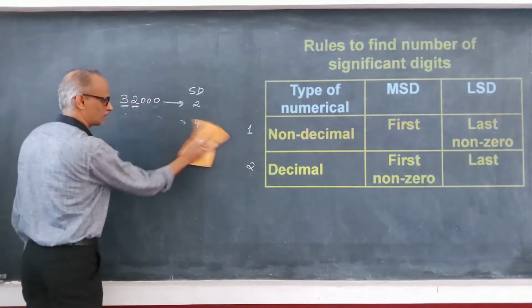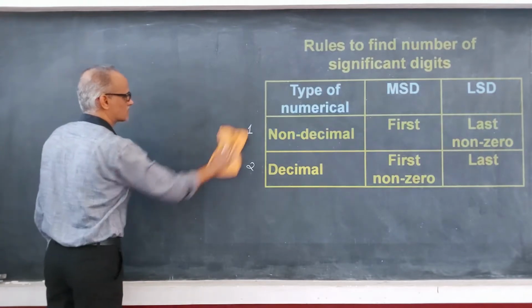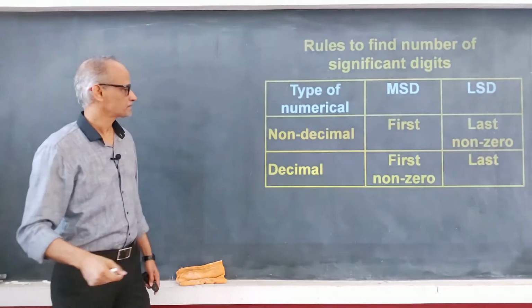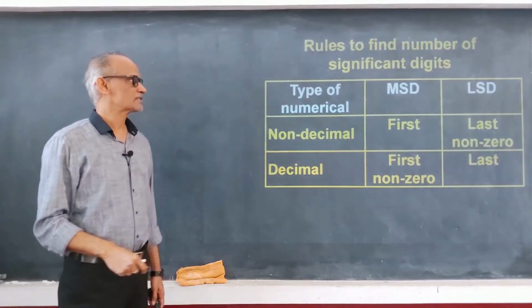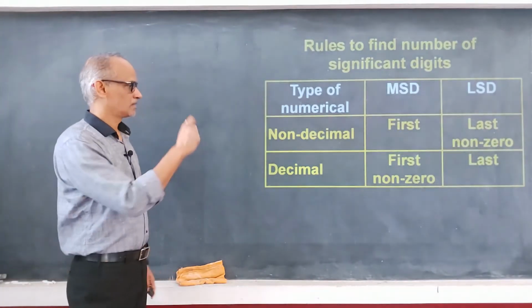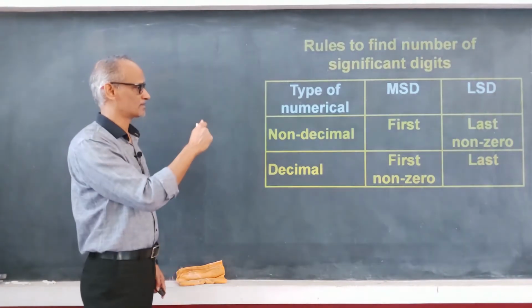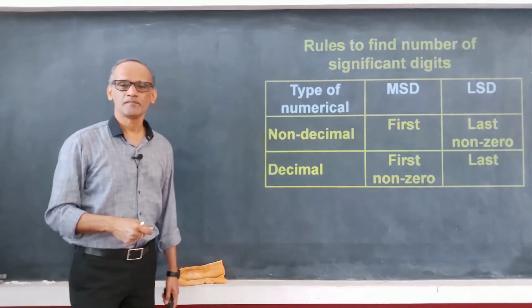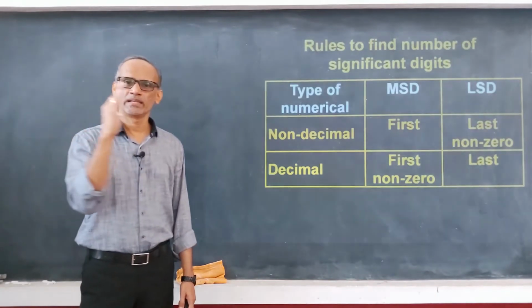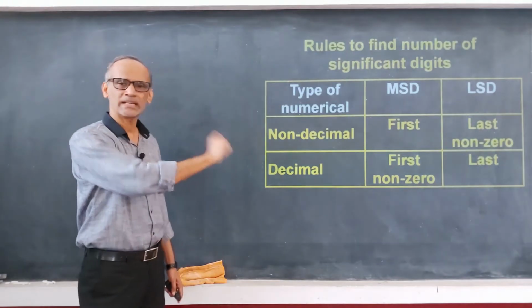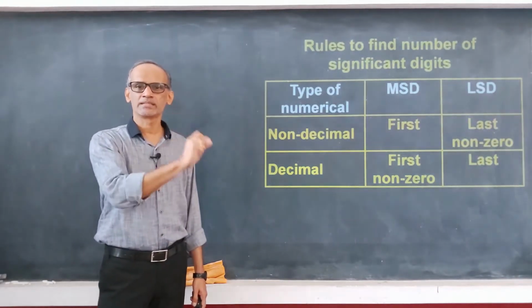Let's go for the decimal now. Okay. It has to be a number with a decimal only. There has to be a decimal point. Okay. Right. So which is the most significant digit? The first non-zero digit. First non-zero is most, and which is the least significant digit? The last digit, any digit. Okay, the last. There is no rule here. They have given last digit is the least significant digit.